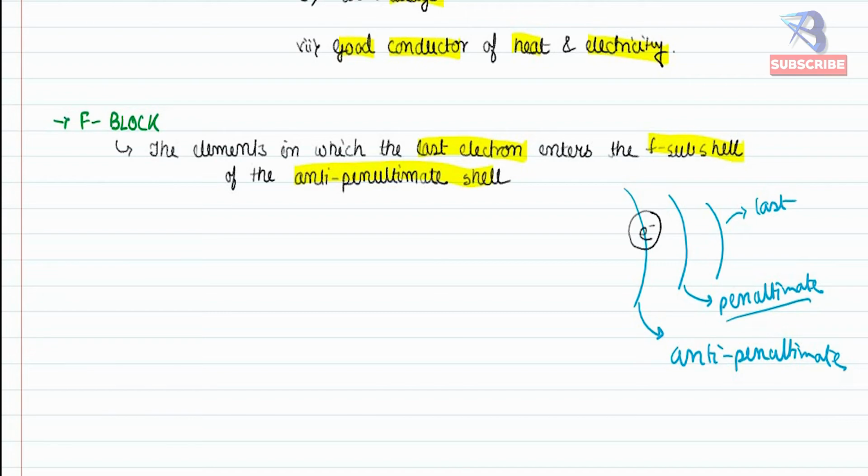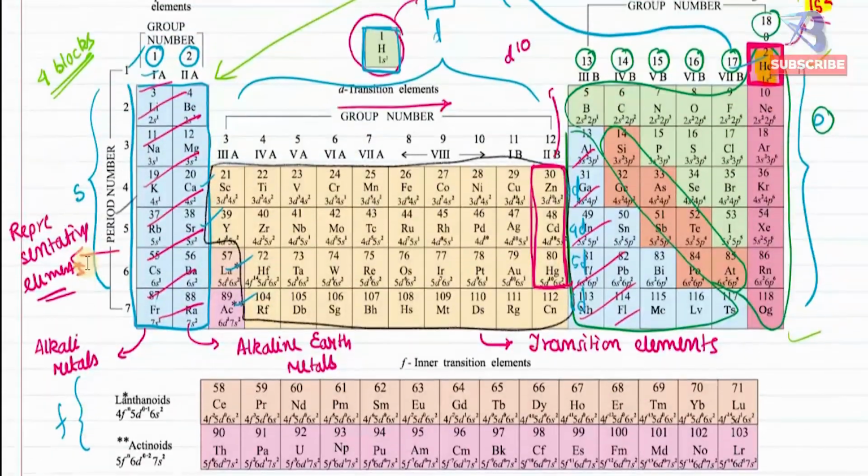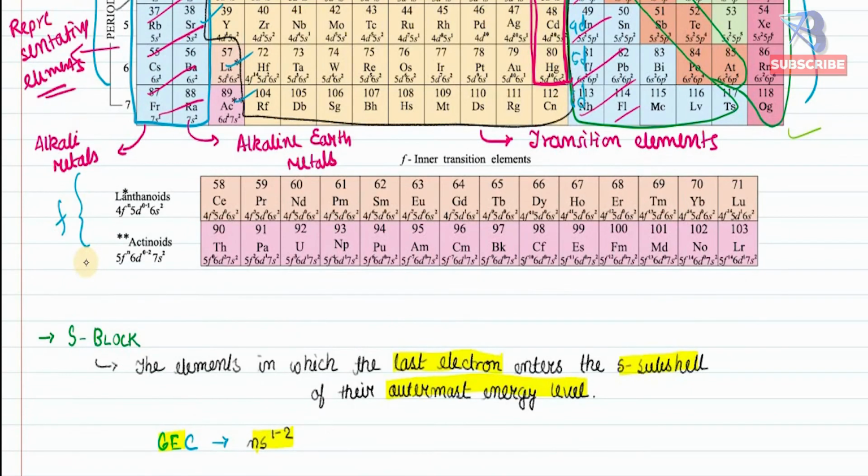This is also due to the n plus l rule: the energy of the last shell S block and P block subshells actually becomes higher than the anti-penultimate shell F subshell. The F block is present below the main periodic table, outside of this periodic table. These two groups are the lanthanoids and these are the actinoids.